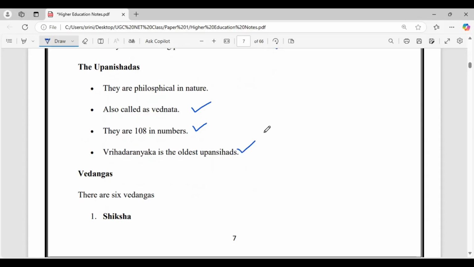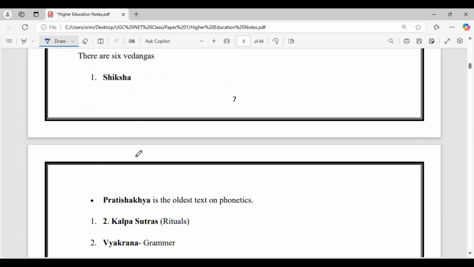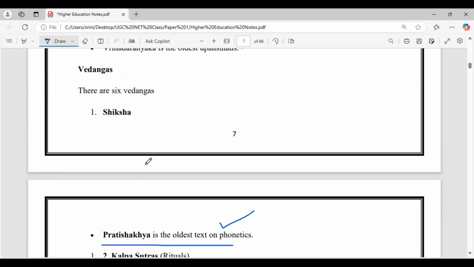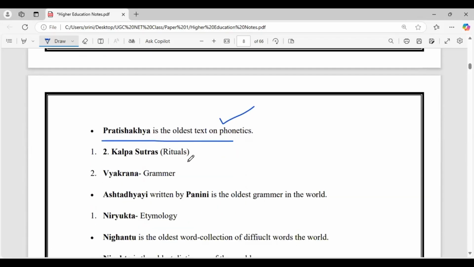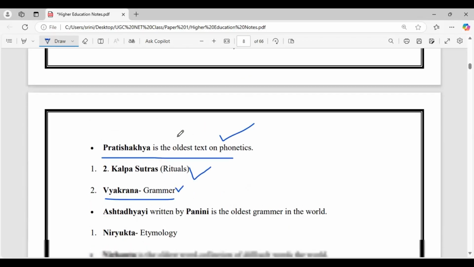Brihadaranyaka is the oldest Upanishad. Vedangas: there are 6 Vedangas. Shiksha is the oldest text on phonetics. Then Kalpasutras, rituals. Vyakarana, known as grammar.